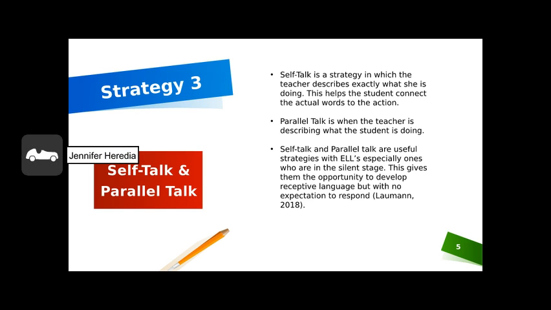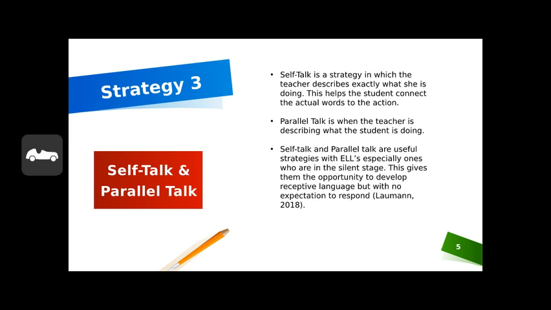Strategy 3, Self-talk and parallel talk. Self-talk is a strategy in which the teacher describes exactly what she is doing. This helps the student connect the actual words to the action. For example, if the teacher says, "I'm going to write Madison's name on the board. Here I go. Up, down, up, down. There's the letter M."